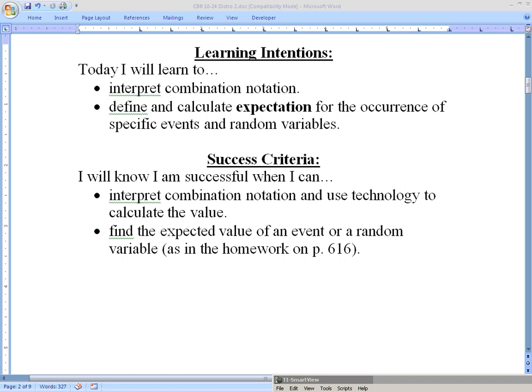Today we're going to be talking about probability distributions, going further than we went last class, specifically talking about something called the expectation of a probability distribution. Also, we'll be talking about combination notation, which is some old school math, but many of us may not have actually seen it before or it was a long time ago. So, to begin with, let's start with the combination.